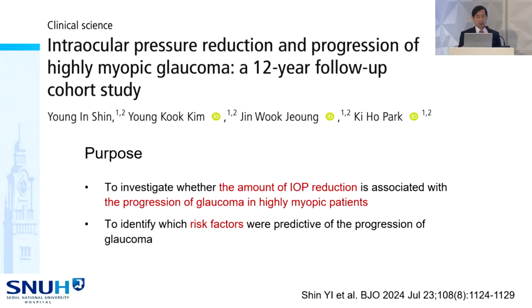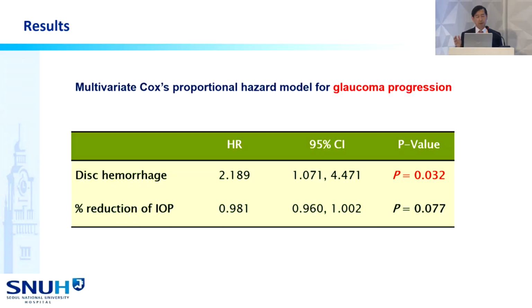The last one is we investigated whether the intraocular pressure reduction is related with the slowdown of the progression of highly myopic glaucoma. It's a 12-year follow-up study. And also we wanted to identify which risk factors are predictive of progression of glaucoma. The result is disc hemorrhage was the significant risk factor for glaucoma progression in highly myopic eyes. And percent reduction of IOP showed borderline significance.